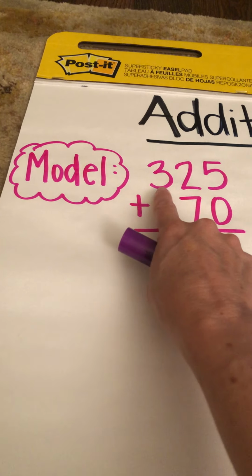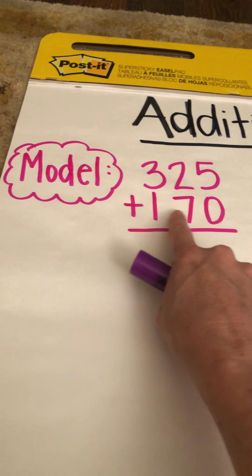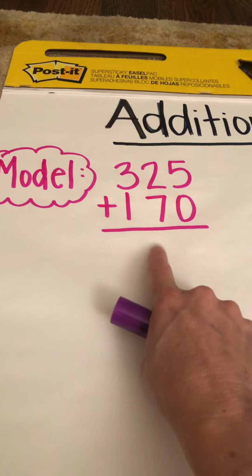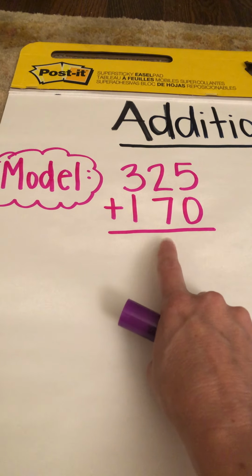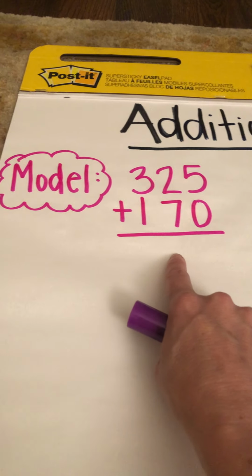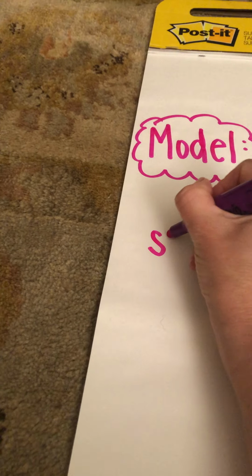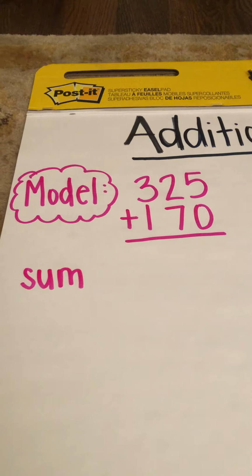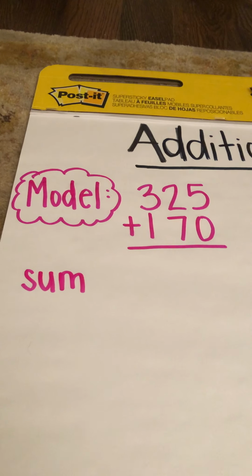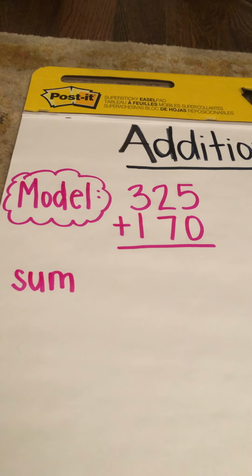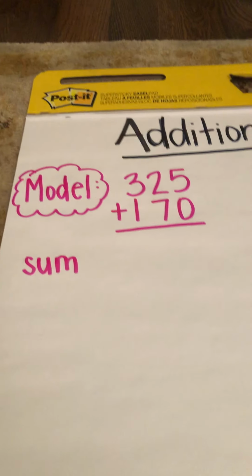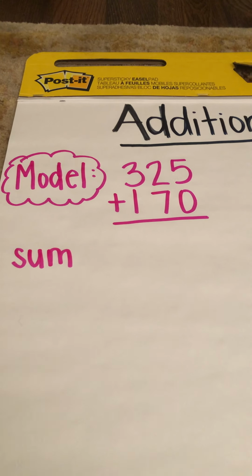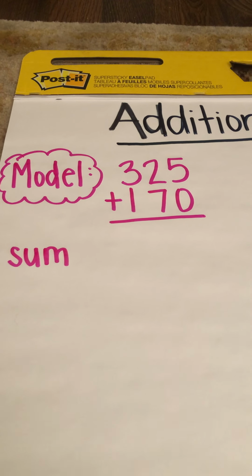So this literally says 325 plus 170 equals, and we are going to use a model to find this answer, which in an addition problem is called the sum. So we are going to be trying to find the sum of this addition problem. So in order to use a model, we are going to go back and talk about those models that we were talking about before fall break when we were talking about place value.